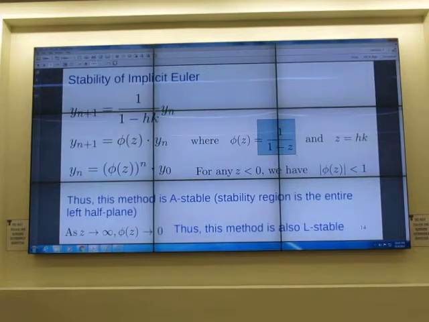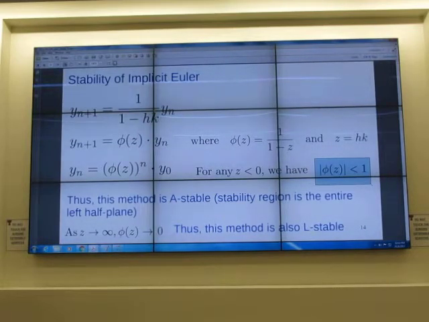So if this phi function is 1 over 1 minus z, and that h k is z. So for z less than 0, what do we have? So let's say z equal to 2. Phi will be minus 1. For z less than 0, the absolute value of phi will be less than 1. So let's say z equal to minus 99. 1 minus minus 99 is 100, so 1 over 100 is 0.01, so it's less than 1.